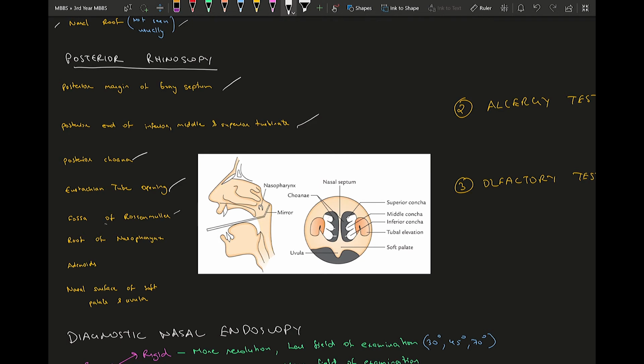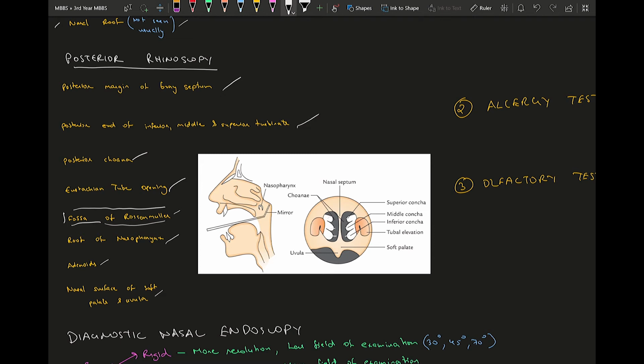This fossa of Rosenmuller is very, very important because this is where usually some kind of mass is hidden from our examination, and it's very important. They might even ask this as a short note, so please go read about this. Then you can see the roof of the nasopharynx, the adenoids, and the nasal surface of the soft palate and uvula. So those are the findings you're going to see in posterior rhinoscopy.